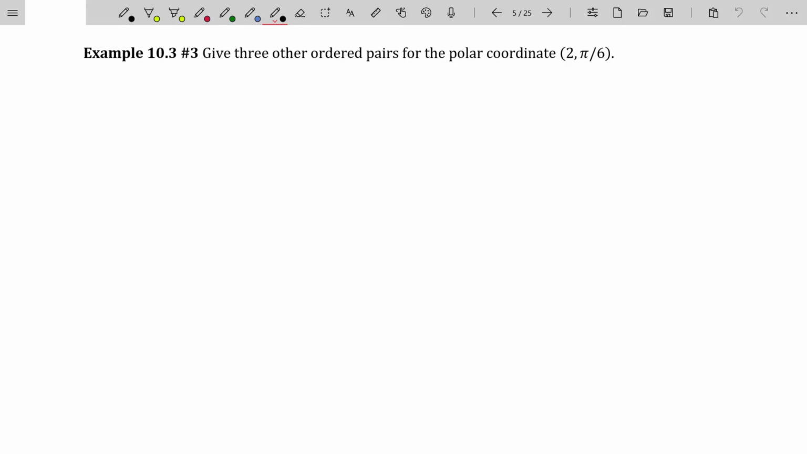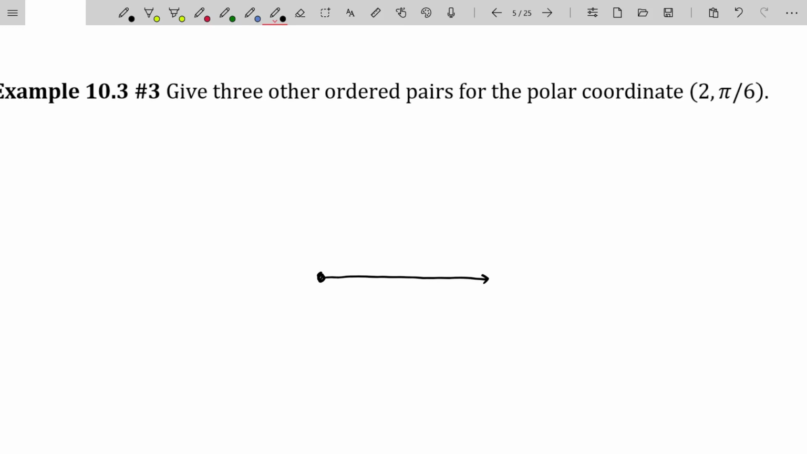Just to wrap up the point plotting process and all that stuff, let's go ahead and do an official example. Give 3 other ordered pairs for the polar coordinate (2, pi over 6). It would be very helpful to go ahead and plot that point. So here's my pole and polar axis. I'll turn through an angle of pi over 6 and step forward 2 units. There we go. So this point right here is (2, pi over 6).